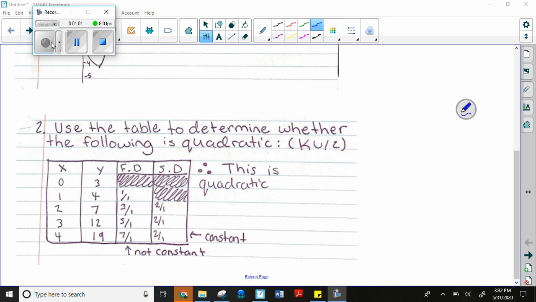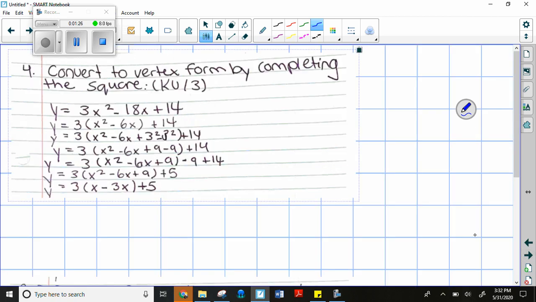Second question, you said as long as these are going up by the same constant amount, I'm going to find my first differences by subtracting. So 19 minus 12, 12 minus 7, 7 minus, good. You noticed that they are not constant. So then you found your second differences and you said it's quadratic. And I would agree with you. Well done.